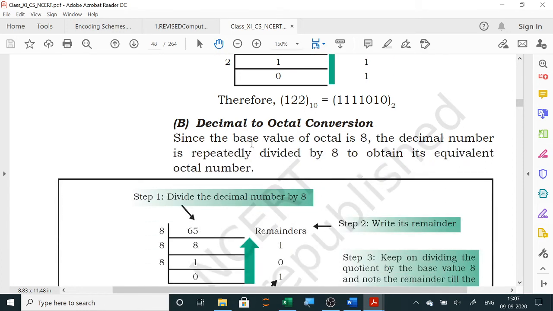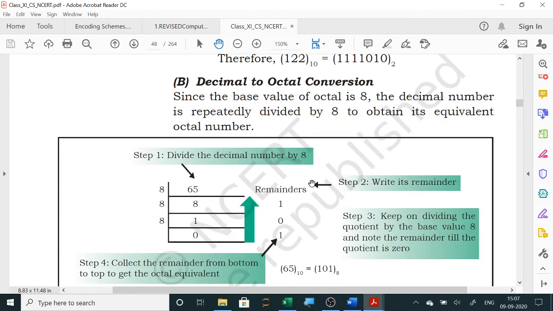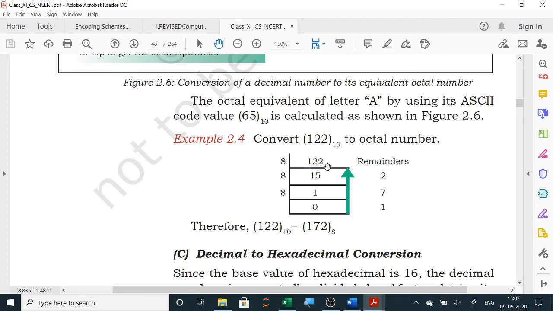Now if you are asked to convert decimal to octal, we divide by 8, note down the remainders, and again read from bottom to top. This will be your answer. The next question is 122. When you divide by 8, 8 15s are 120, remainder is 2. 8 1s are 8, remainder is 7. 8 0s are 0, remainder is 1. So the answer will be 172, from bottom to top.